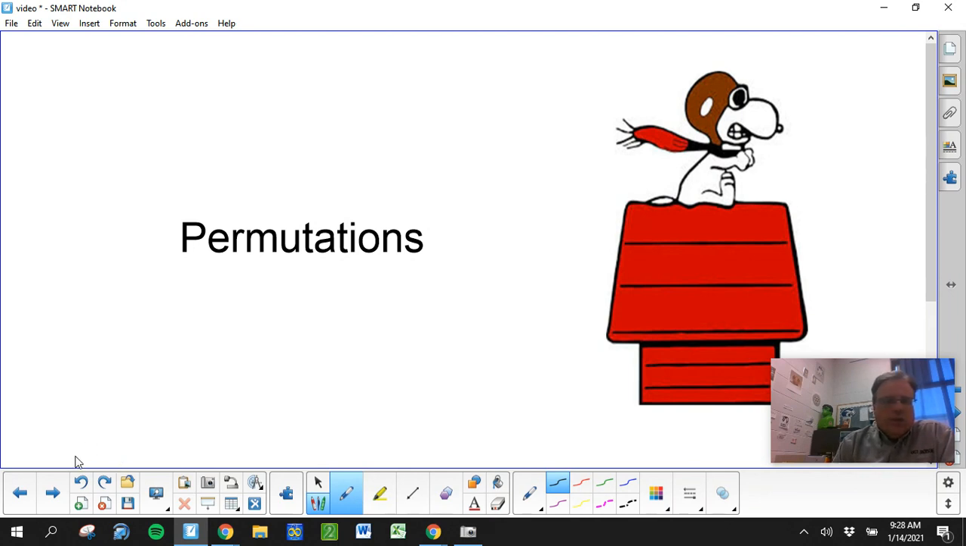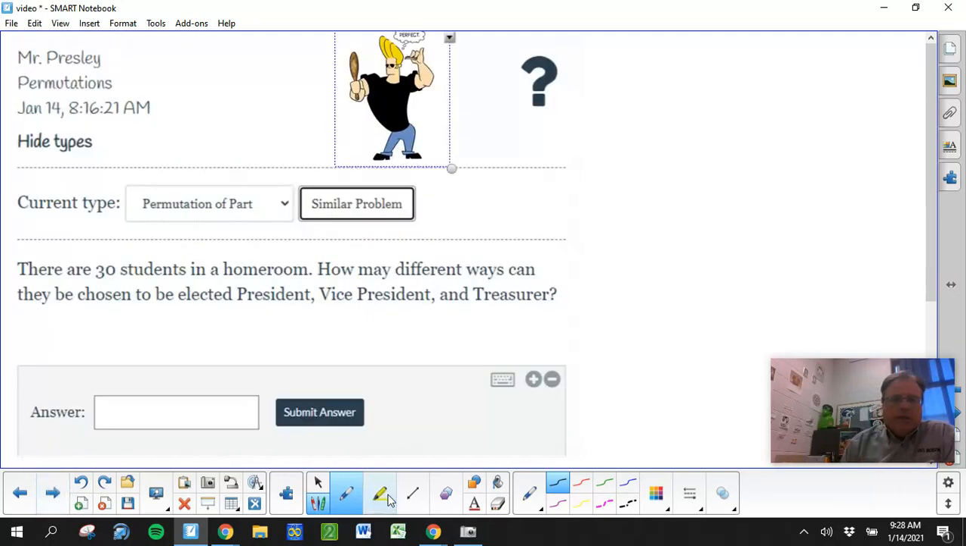Permutations. Okay, so that's basically how many ways can we do things. So let's look at a problem type. There are 30 students in a homeroom. How many different ways can they be chosen to be elected president, vice president, or treasurer?